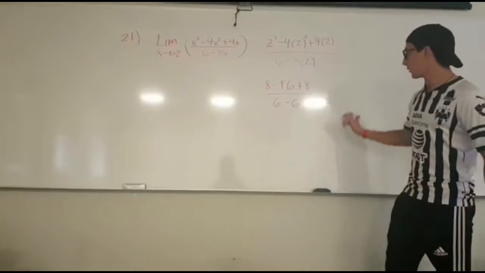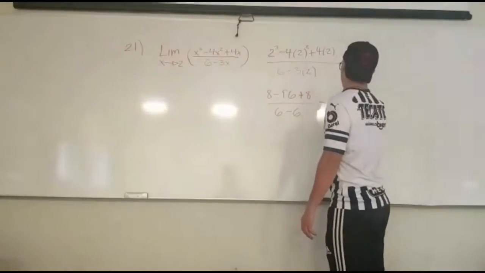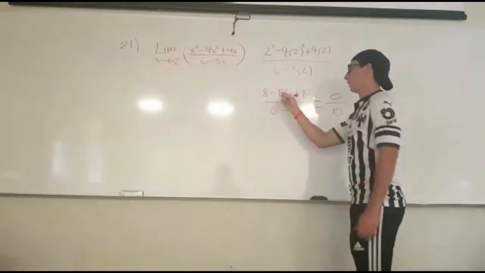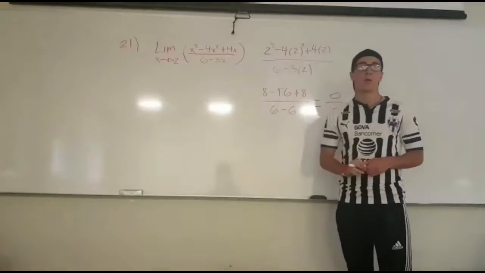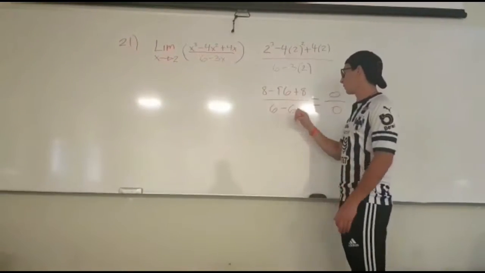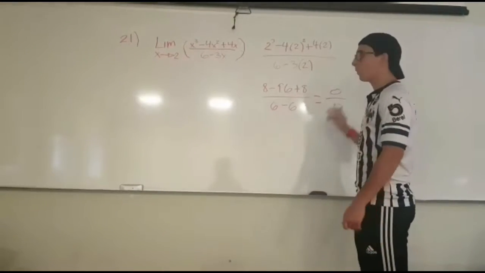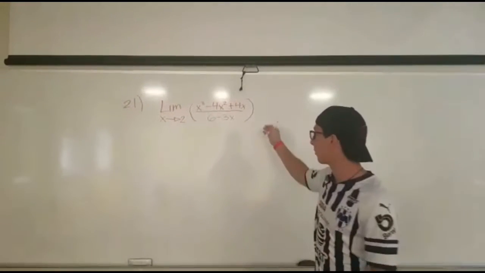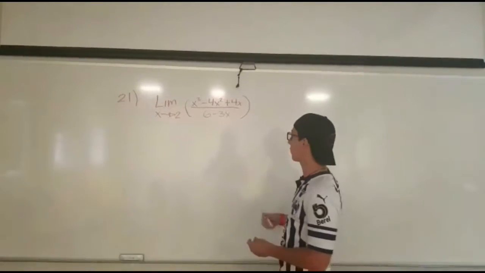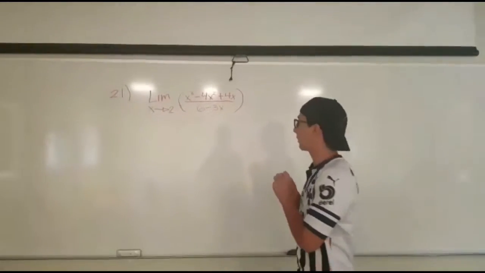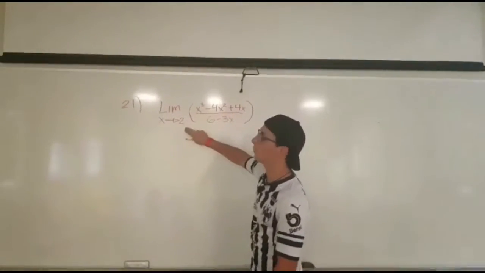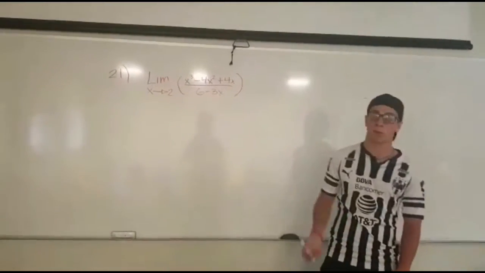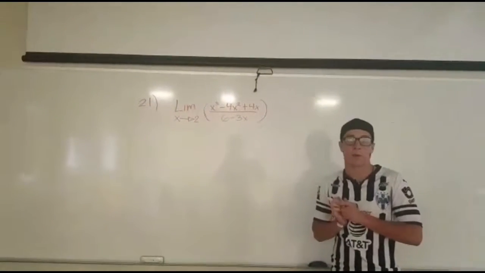So, as you can see, this will be 0 over 0. 8 minus 16 is negative 8, plus 8 is 0, and 6 minus 6 is 0. Now we can work on step number 2. Since we got 0 over 0, which is undefined, the next step is simply factoring, and at the end plugging in the 2 on the equation when you can't factor anymore, and you will get the final answer.